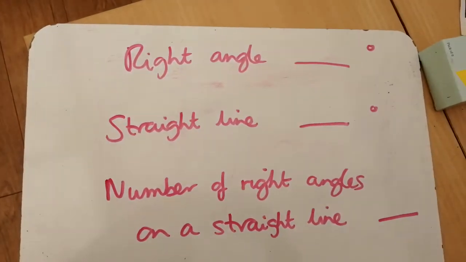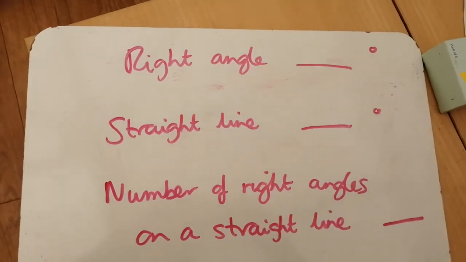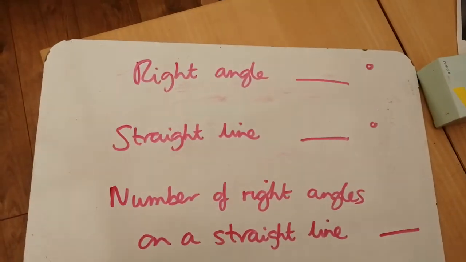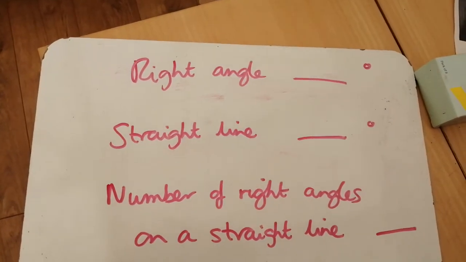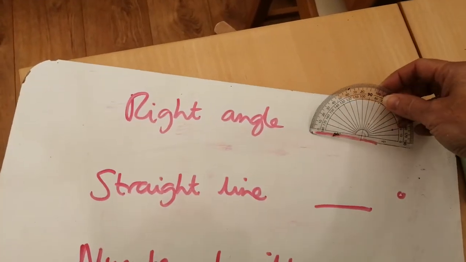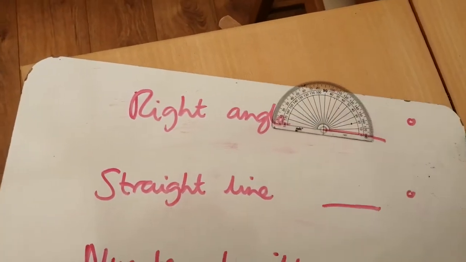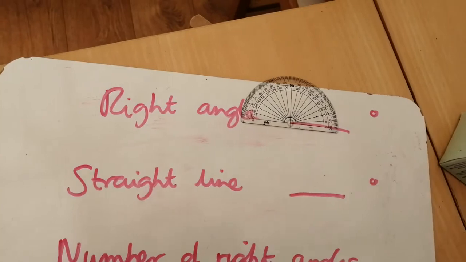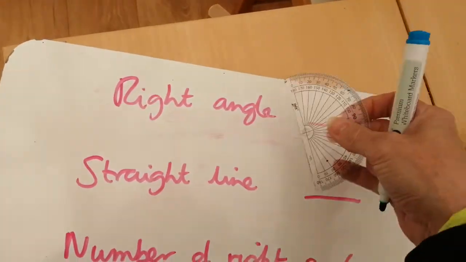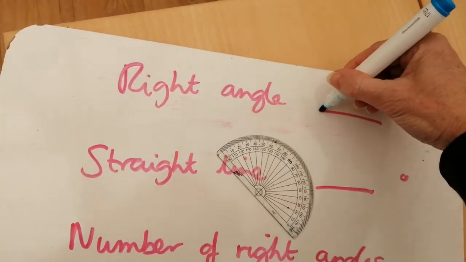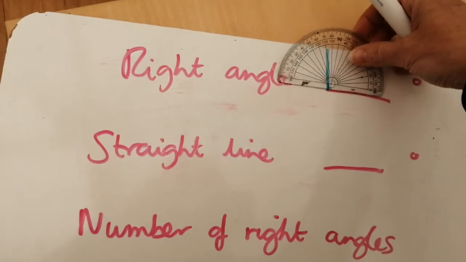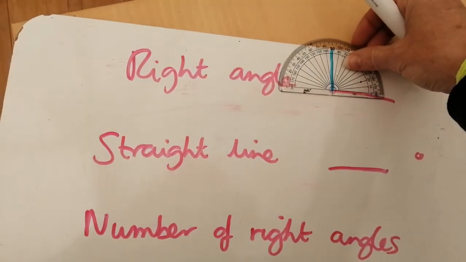So if you're asked to fill in the gaps here: the number of degrees in a right angle, the number of degrees in a straight line, and the number of right angles on a straight line. If you have a look at the protractor, let's just draw the straight line for 90 degrees. You can see it's straight up. I'll put the protractor back on top again. You can see that that is 90 degrees.